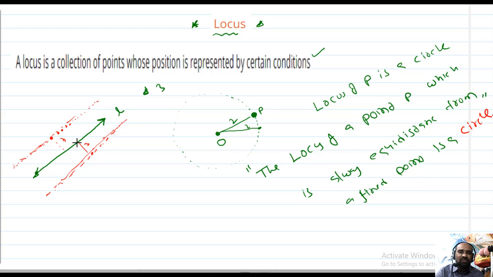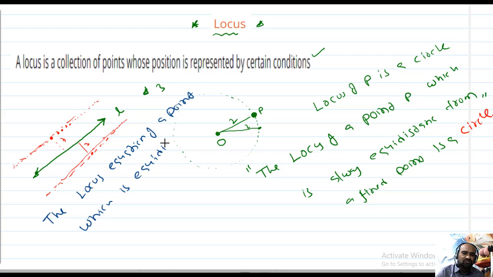So what is the locus? I can say that the locus is a pair of straight lines which are parallel to the given line L and equidistant from the line L. That means the distance from L to those lines is 3 units. I will write that: the locus of a point which is equidistant from a fixed line is a pair of parallel lines.